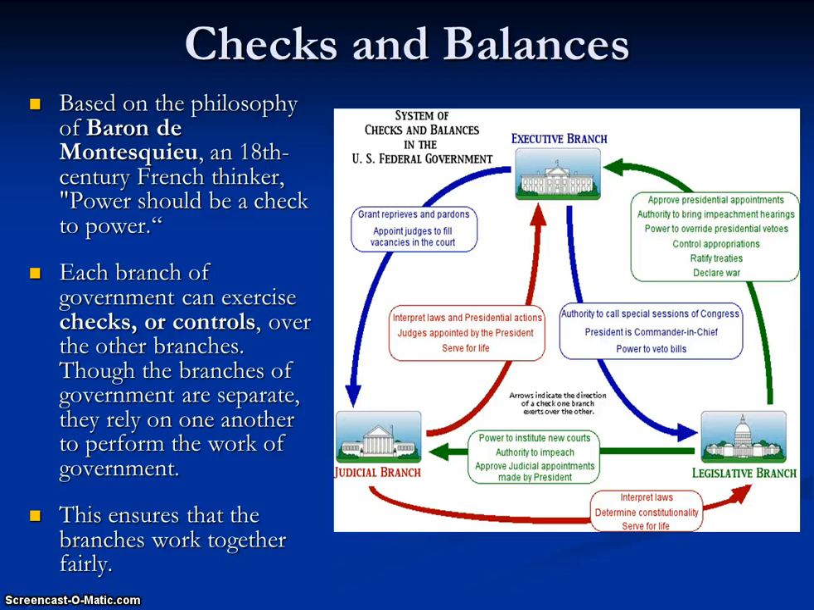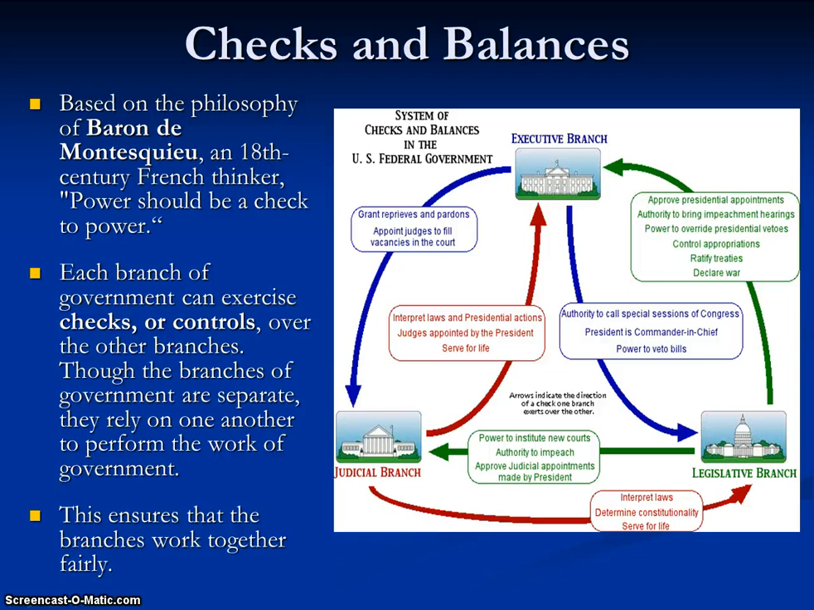Though the branches of government are separate, they rely on one another to perform their task and to make the government work. Okay, so this ensures that the branches work together fairly and efficiently. So again, each branch has some power over the other. So your legislative branch may make some laws, but the executive branch or your president could veto those laws and say, no, we're not passing that one.